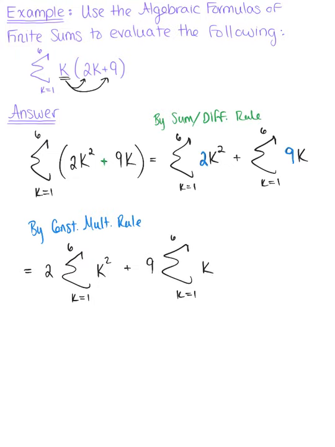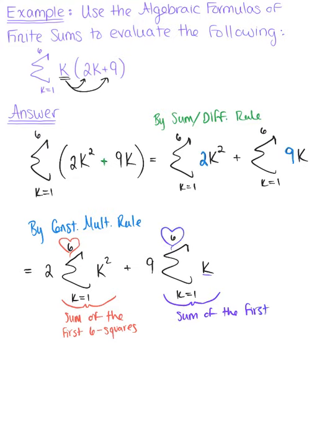And now looking at these two, we realize, oh, we've got another formula. So if we look at our first sum here, this is the sum of the first n squares, or not n, see we have a finite value here, we have 6. So this is the sum of the first 6 squares. And then with our second term here, we notice we have this k. So this is going to be the sum of the first, again looking at your upper bound, the sum of the first 6 integers.